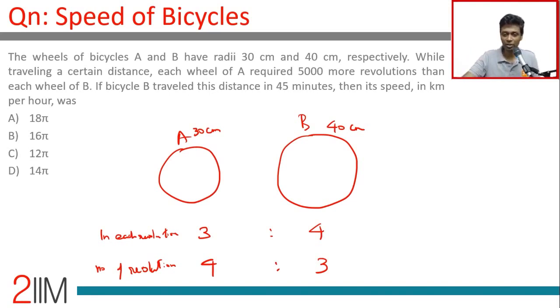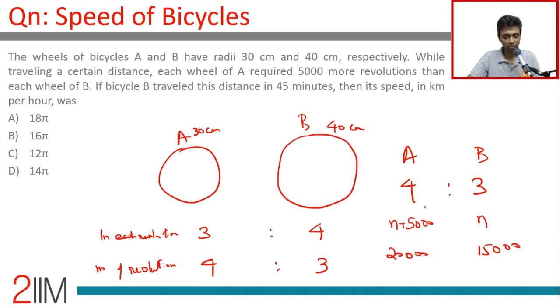Now the number of revolutions in the ratio 4:3, A to B. Each wheel of A required 5,000 more revolutions than each wheel of B. And if this is N, this is N plus 5,000. The difference is 5,000. Or this is 20,000. This is 15,000. 4:3, the difference is 1. If this is 5,000, this is 5,000 into 4, 5,000 into 3. Right. Brilliant. We've got this.